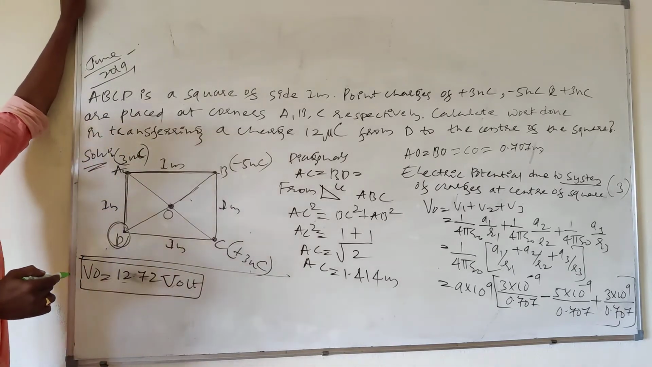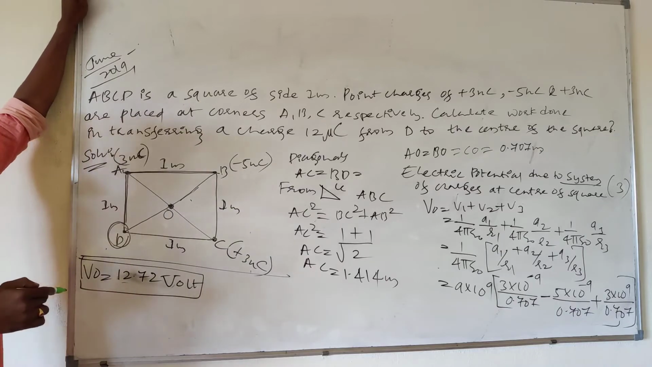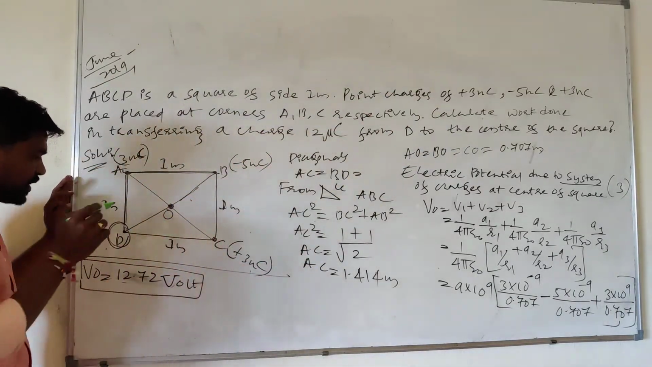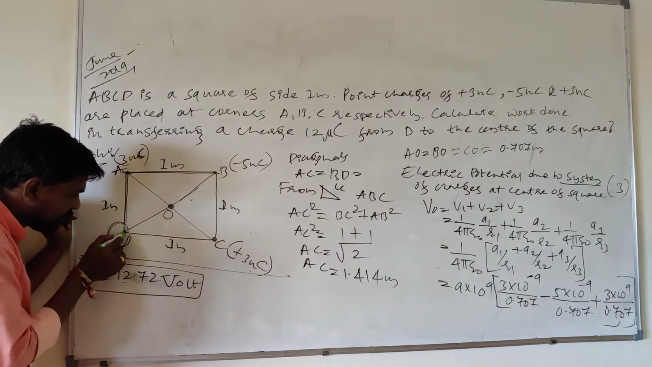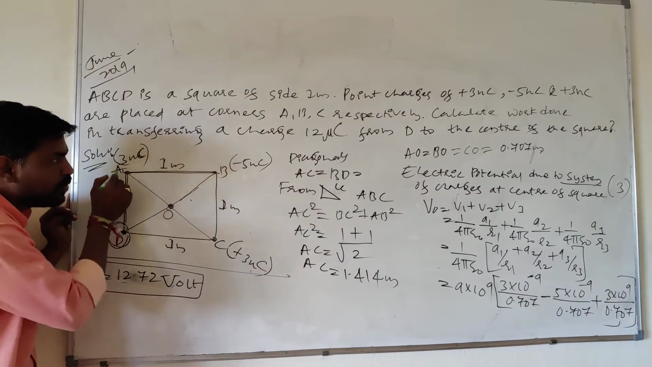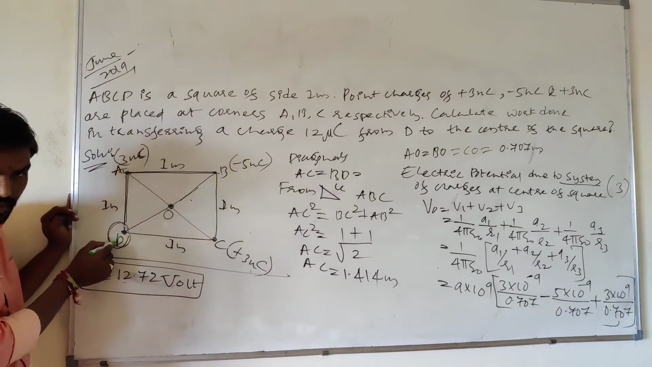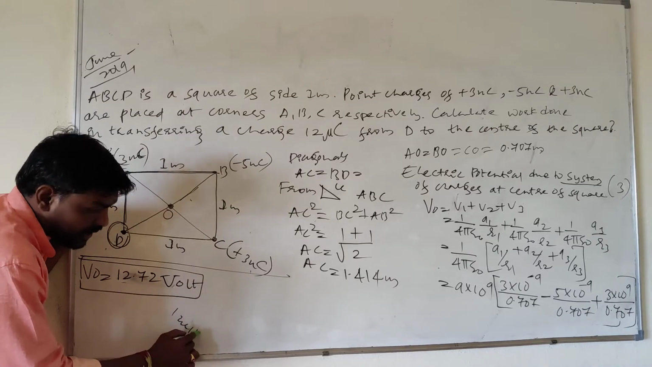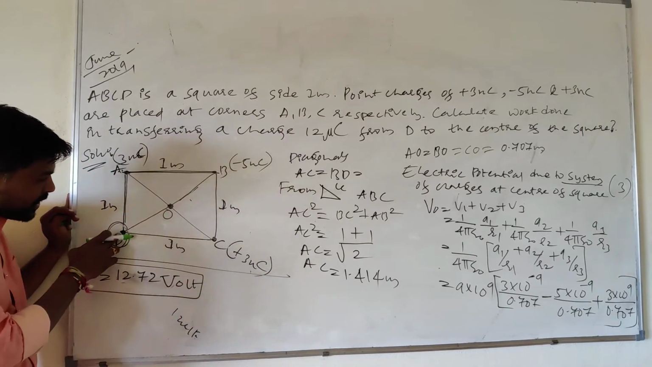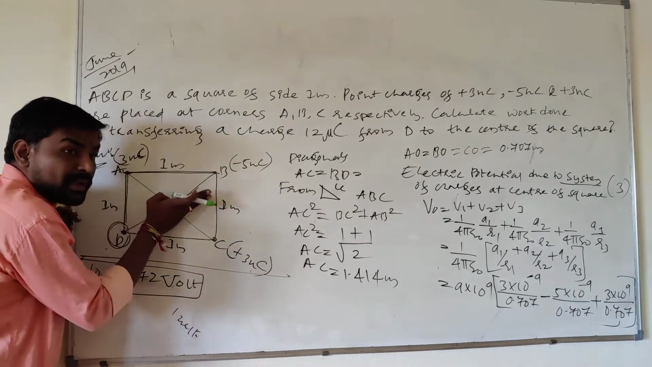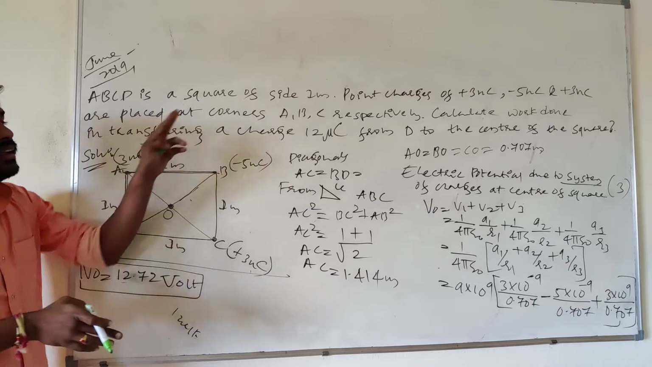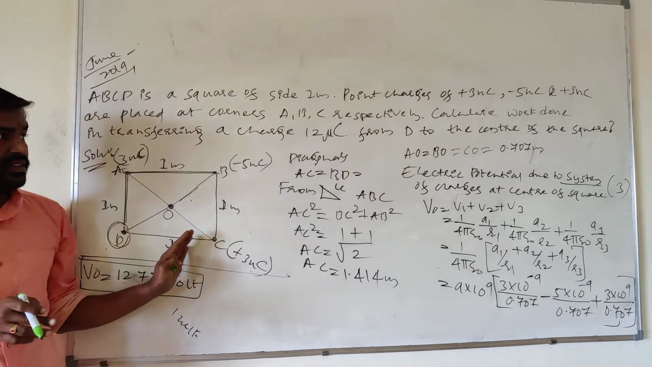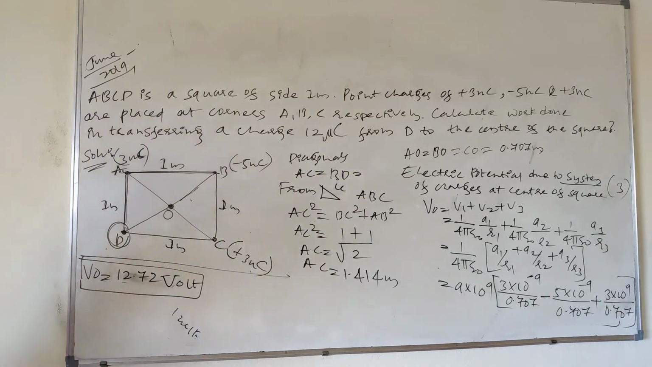Now we are going to find out. Now we are going to find out from D to the center of square. From D to the center of square. So now we have to charge the potential. This potential is 12 microfarad charge. This 12 microfarad charge is the center of the center. Yes, work done. Yes, charge be. Right? Now, after this one.